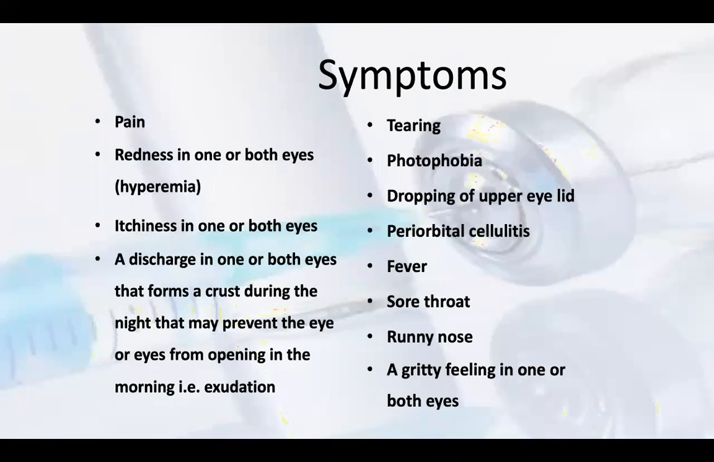Symptoms mostly are pain in the eye, redness in one or both eyes, hyperemia, itching in one or both eyes, and a discharge in one or both eyes that forms a crust during the night that may prevent the eye or eyes from opening in the morning. That is, exudation can be reported. Tearing is there, photophobia is there, drooping of the upper eyelid, periorbital cellulitis, and fever as one of the symptoms. There can be sore throat, runny nose, and a gritty feeling in one or both eyes.